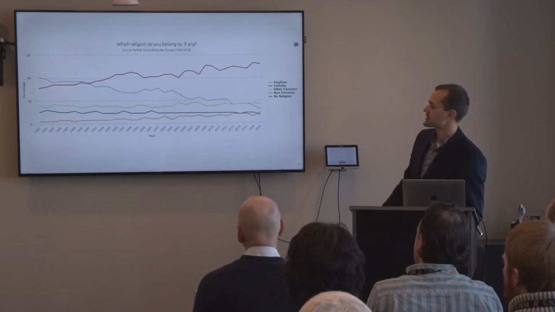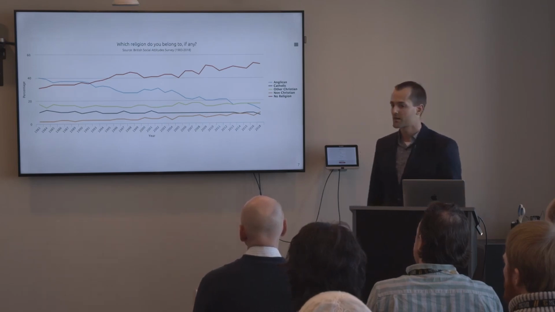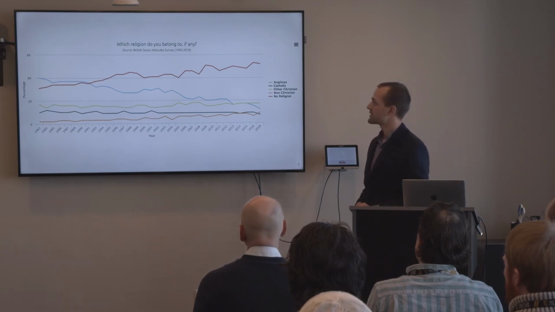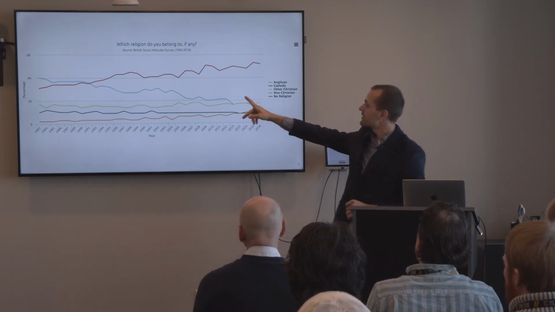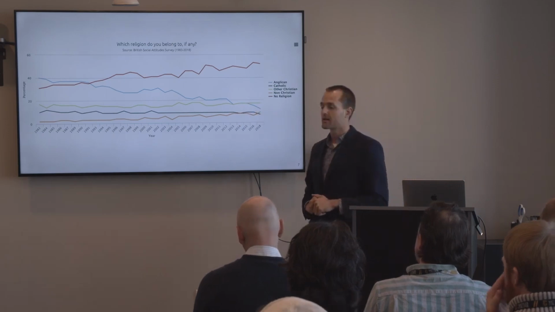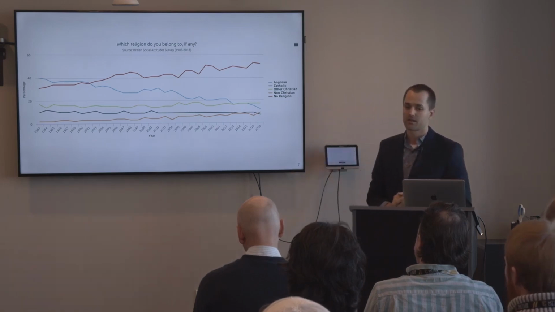Here's a second data set. Notice that the question changes. It's not about church attendance anymore, but it's about religious identity. But it is about the same time period. So the blue line is Anglicans, and it does about what we'd expect. In 1983, about 40% of British people identified as Anglican. By 2018, that number is down to about 15%.